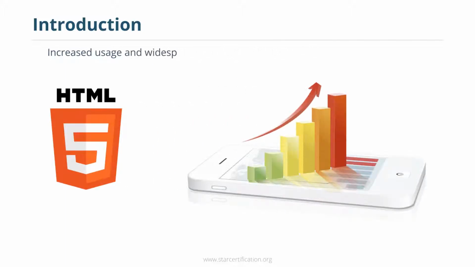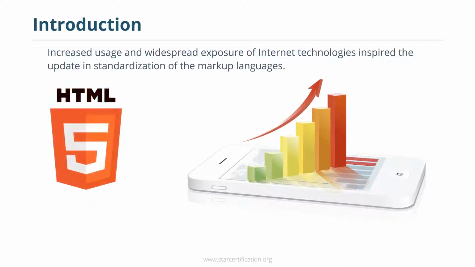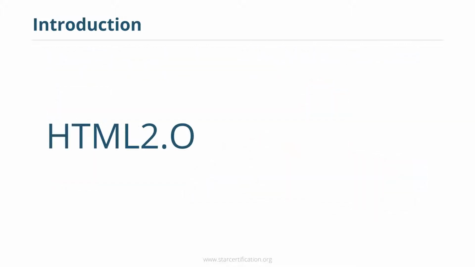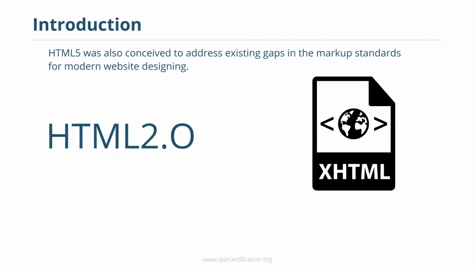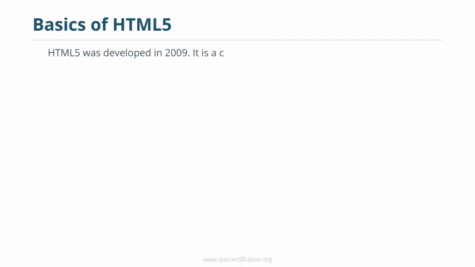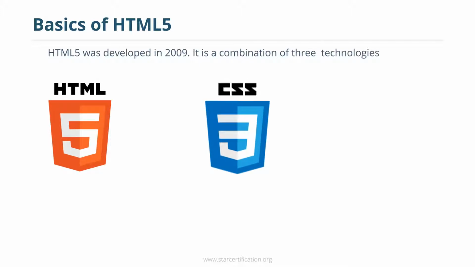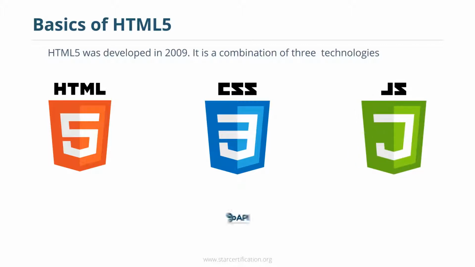Increased usage and widespread exposure of internet technologies inspired the update and standardization of the markup languages. As a result, HTML 2.0, XHTML, and so on were developed. HTML5 was also conceived to address existing gaps in the markup standards for modern website designing. HTML5 was developed in 2009. It is a combination of three technologies, namely HTML, CSS, and JavaScript with APIs.